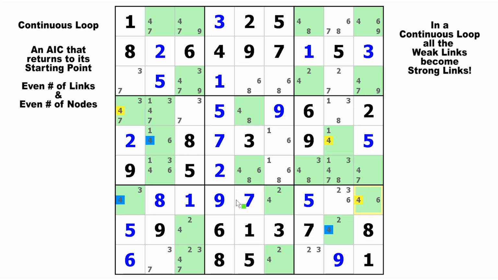So there would be a weak link here in row 7, so that 4 would be false. And there's a weak link in column 8, so that 4 would be false. And then there's a weak link in block 4, so these two 4s would be false.